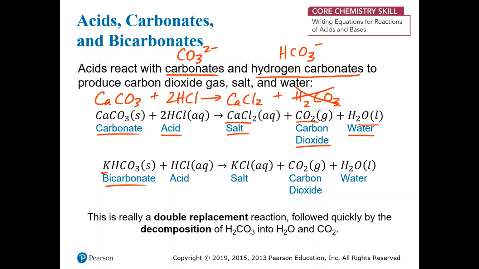With a bicarbonate compound, the carbonate ion already has an H+ with it, and so you only need 1 mole of acid to provide 1 mole of hydrogen ions to complete the carbonic acid formula of H2CO3. So with carbonates, you need twice the moles of acid for every carbonate, but with bicarbonates, you only need the same number of moles of acid.